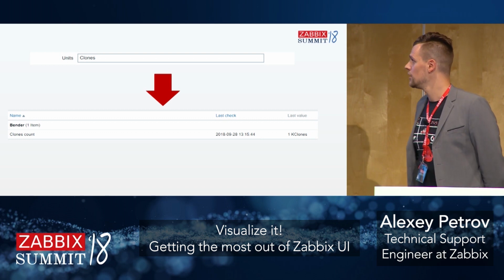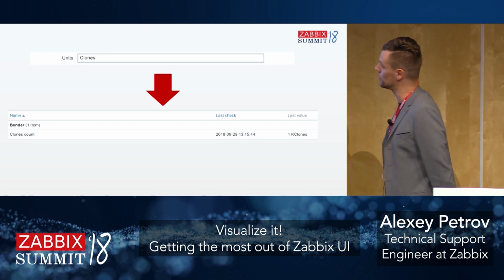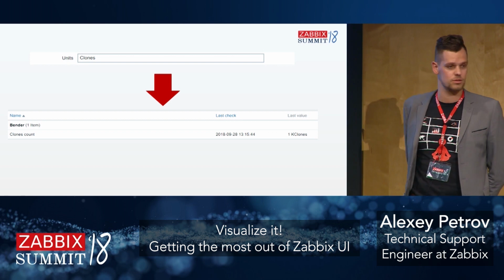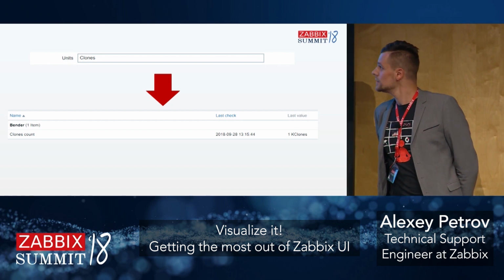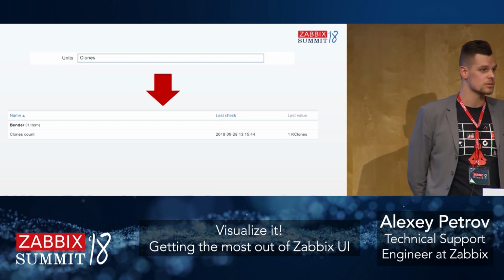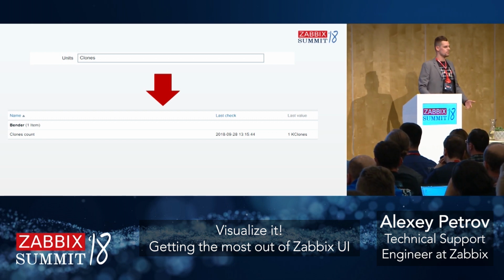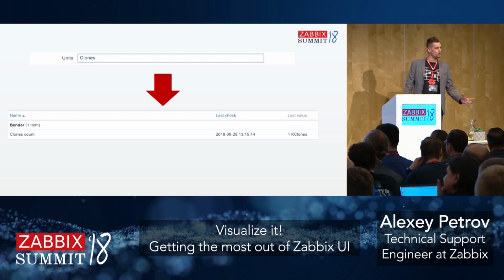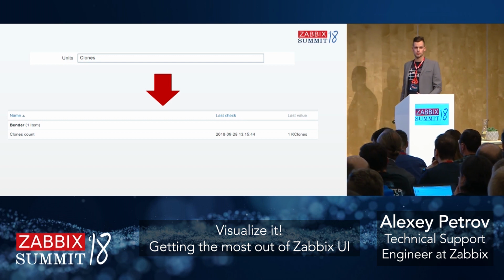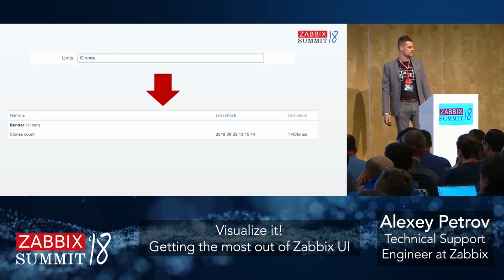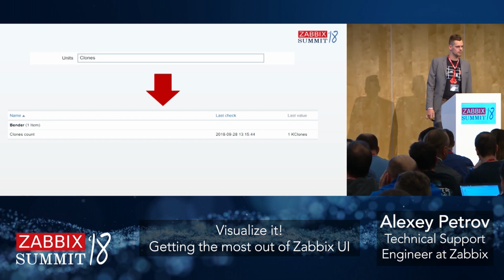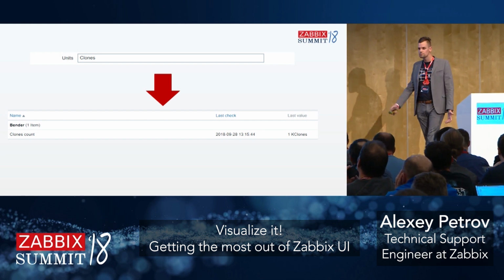So if Bender would close itself for 1,000 clones, you will see in Zabbix 1 kilo clones, which at some point just doesn't suit. Because we would like to see a raw value, but we also would like to see the units so our managers could avoid guessing what sort of units they are. Is it dollars, euros, or kilobytes?